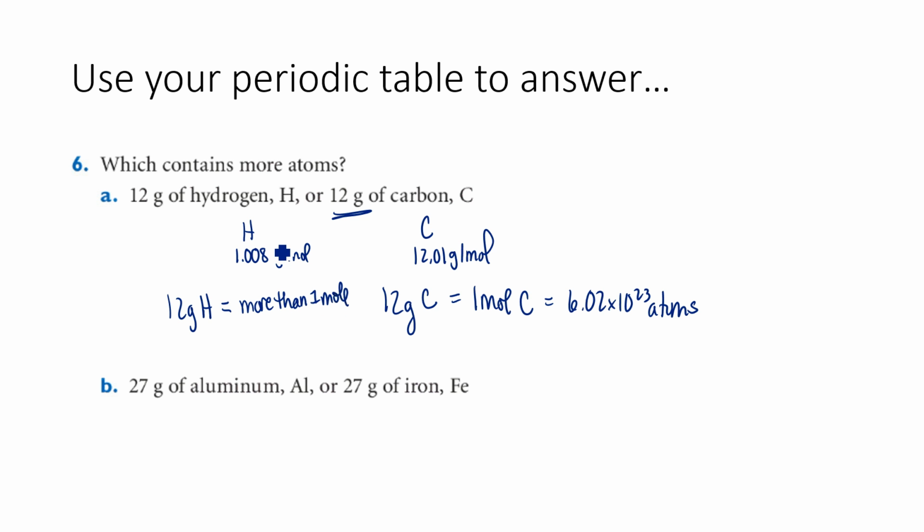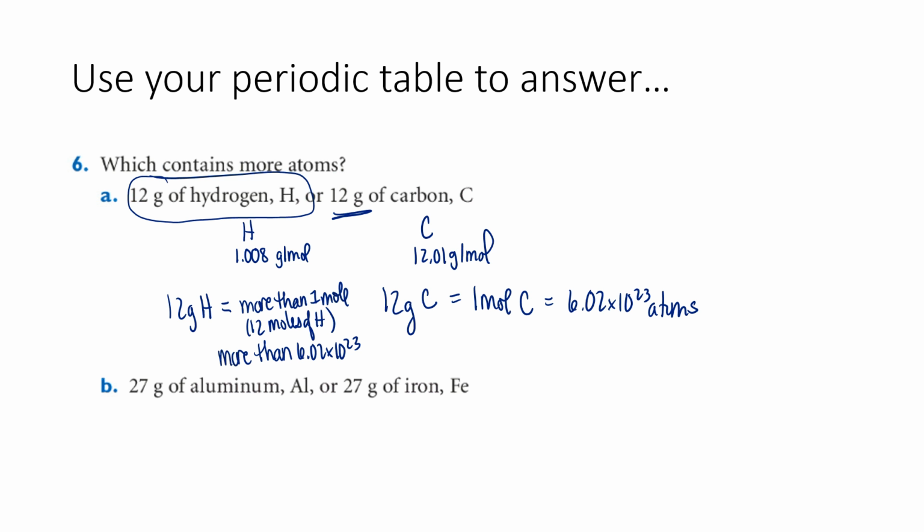Right? Because a mole of hydrogen only weighs 1 gram. So if I have 12 grams, that's a lot more. I seem to have about 12 moles of hydrogen atoms, so this is going to be more than a mole. We could calculate what it is exactly, but we don't have to. We just need to know that it's more than a mole. So 12 grams of hydrogen is going to contain more atoms than 12 grams of carbon will.